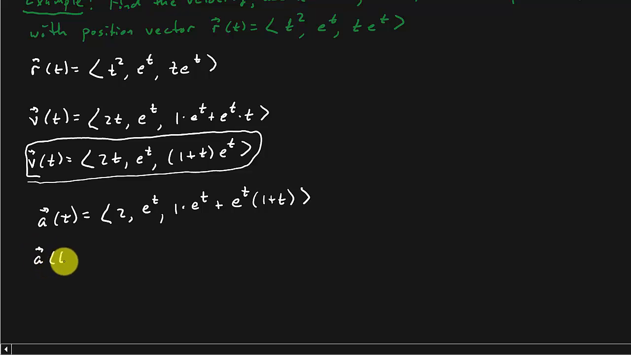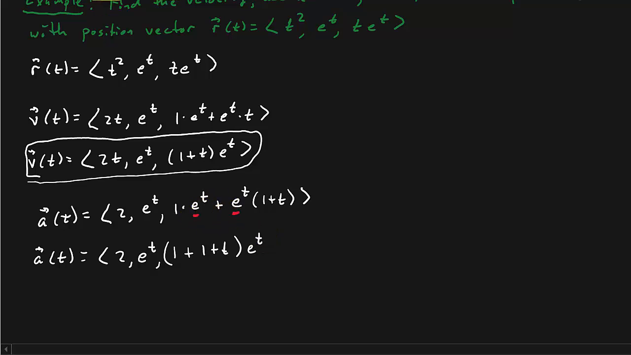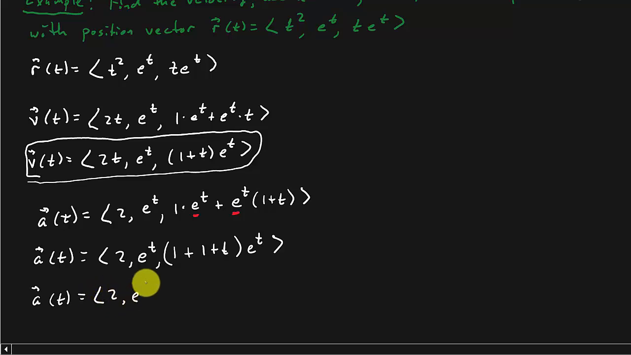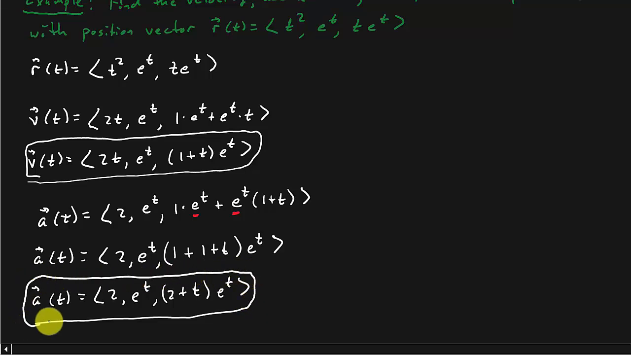And so we get a of t is equal to 2 e to the t. Factor out e to the t. That's going to be 1 plus t times e to the t. See, all I did is I just factored this e to the t out. And so this is going to give us acceleration is 2 e to the t and then 2 plus t times e to the t. And there's your acceleration.